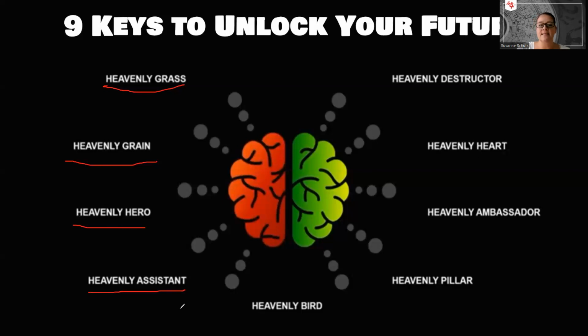Now, the next one is the heavenly assistant here. The heavenly assistant is also one who likes to learn a lot. But it's not just about technical things. They also want to learn about people. So heavenly grain likes to learn and to upskill, but it's more on an academic level. While the heavenly assistant, while learning is a key aspect of their fulfillment, they also like to study people and their behavior. So it's a little bit more people driven there.